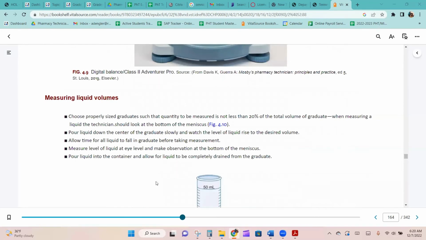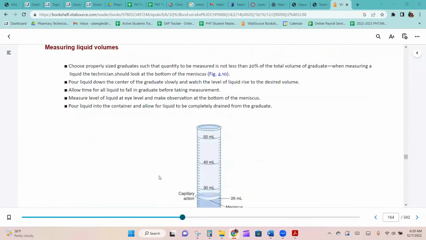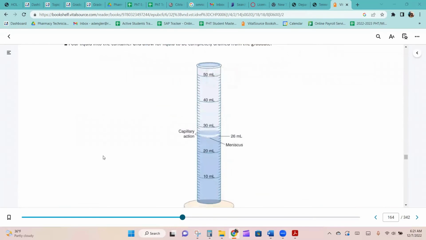For measuring liquid volumes, choose properly sized graduates such that the quantity to be measured is not less than 20% of the total volume of the graduate. When measuring a liquid, the technician should look at the bottom of the meniscus. So here's the meniscus.